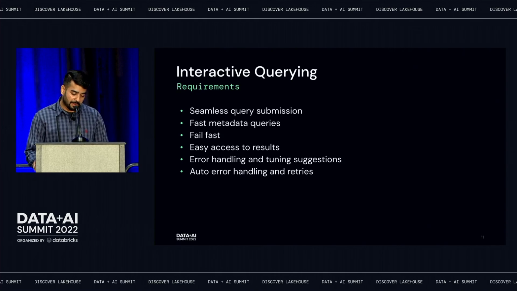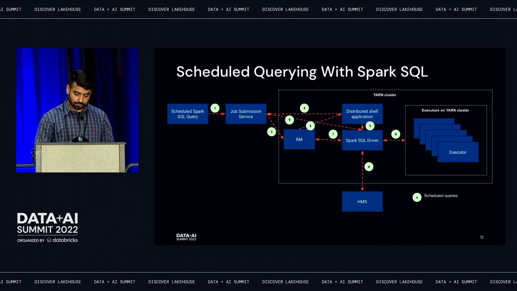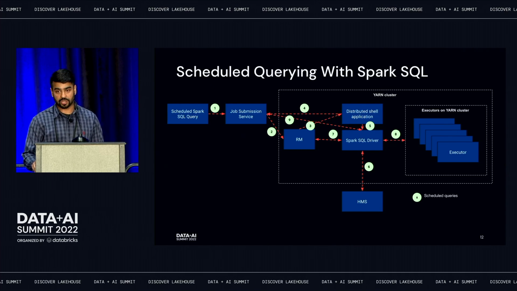OK, before we start discussing how to fulfill these requirements for interactive querying, let's take a look at the architecture diagram of scheduled querying with Spark SQL at Pinterest. It will also be interesting to learn how it stands against our interactive querying requirements. All right. Pretty obvious from this diagram, we use Apache Yarn as resource manager at Pinterest. But let me walk you through a scheduled query execution lifecycle at Pinterest.